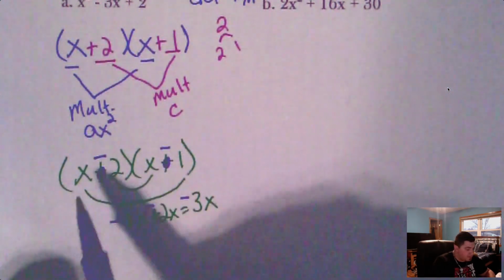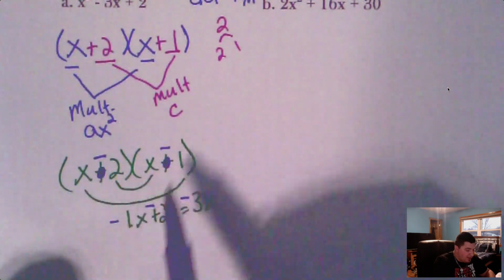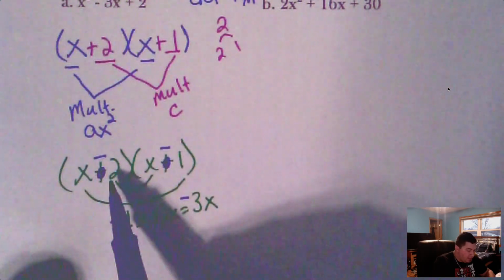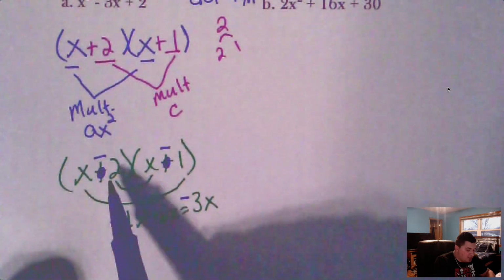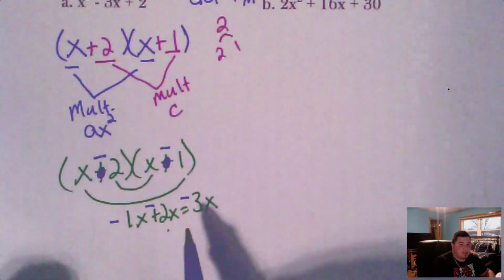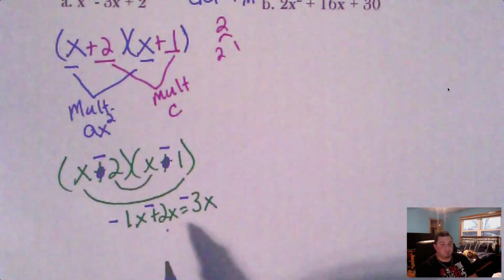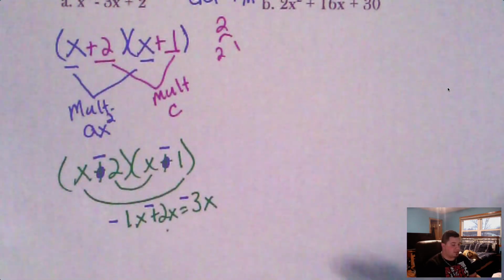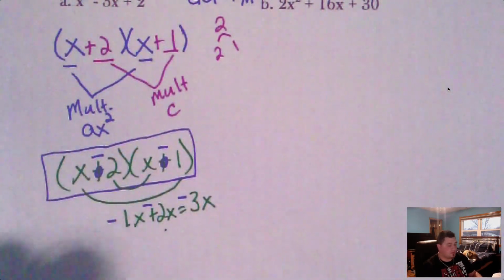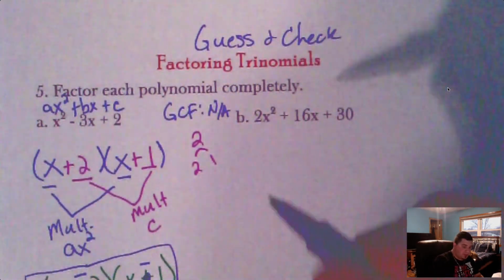in the problem. X times x is x squared. X times negative 1 is our negative 1x. Negative 2 times x is our negative 2x. Negative 2 times negative 1 is our positive 2. Okay, so it doesn't change anything besides the sign. Then this would be our final answer. All right. Moving on to part B.